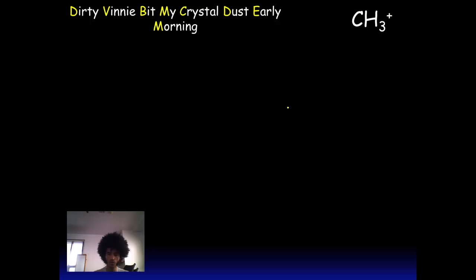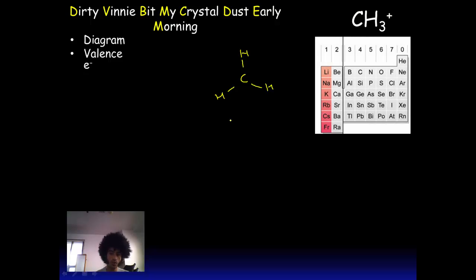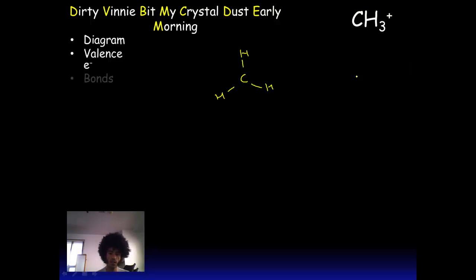So next one is CH3+, or the cation, which is when you remove a hydrogen off methane. So let's start off with the diagram. So I've got C, H, H, and H. Okay. Next step is my valence electrons. This is carbon. It's in group 4, as I know from this. So I know that I need to have 4 valence electrons around carbon.